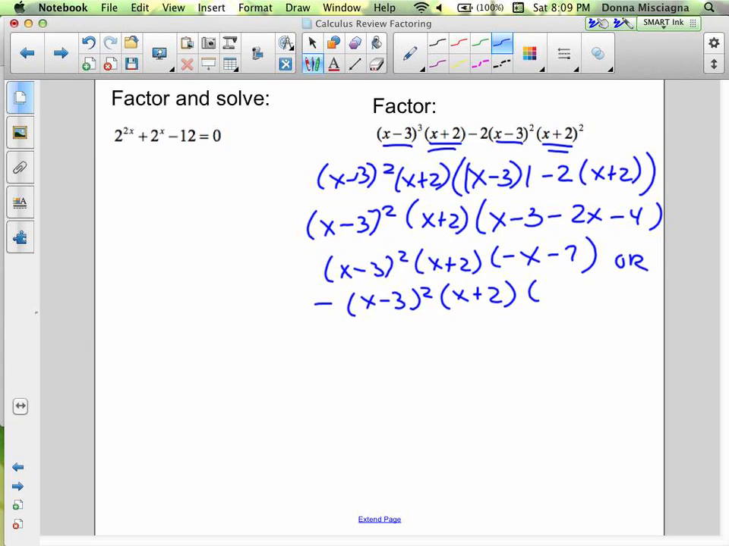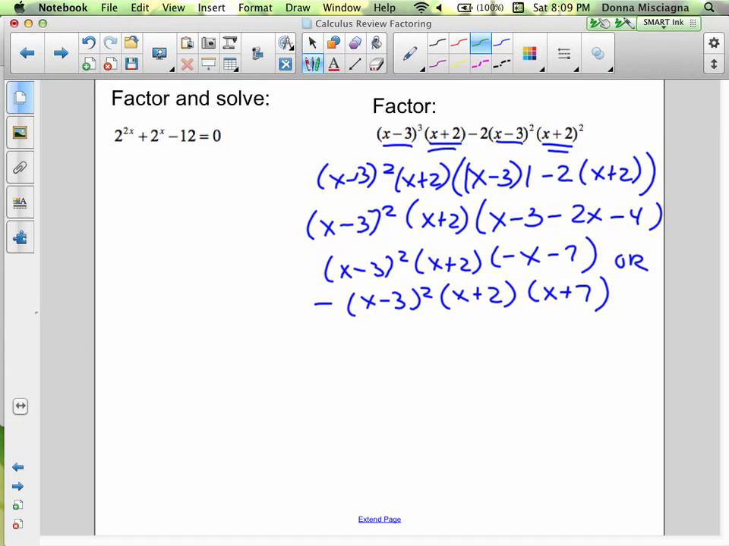So either one of these is the same. Right? If I factor a negative out of negative x and negative 7, it becomes x plus 7, and I can put the negative in front. But they're both good. All right, let's look at the next one.